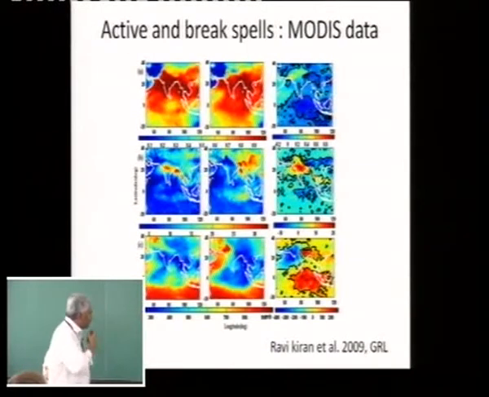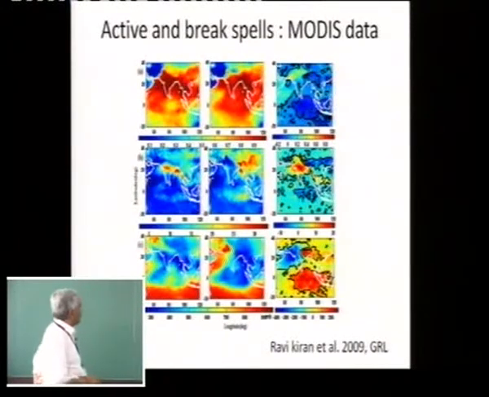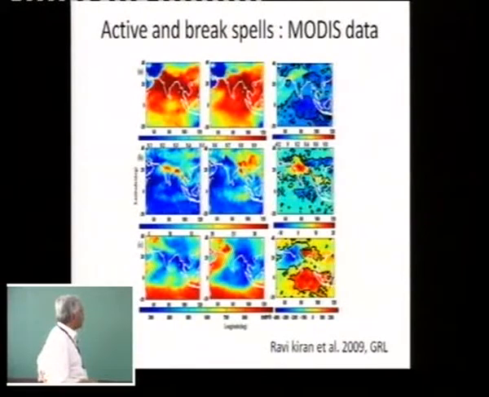Okay, so these are the MoES results which we have done between the same kind of active and break spells which we defined. The top one shows the total cloud amount. This three-panel is the active spell, this is the break spell, and this is the difference between active and break spell. What we can see is that there are hardly any differences in total cloud amount between active and break spell. We get the same kinds of clouds.